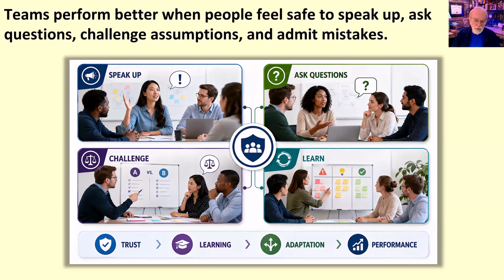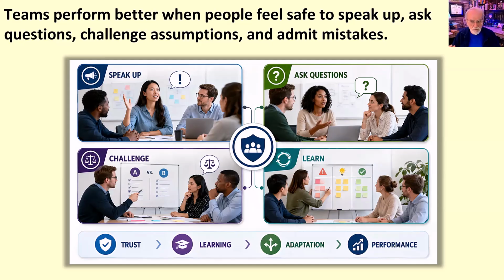A team member may notice that a task estimate is unrealistic, a requirement is unclear, a stakeholder expectation is shifting, or a quality issue is emerging. And if the team doesn't feel safe speaking up, those concerns may remain hidden until they become a larger project issue or problem. Psychological safety supports several practical behaviors.